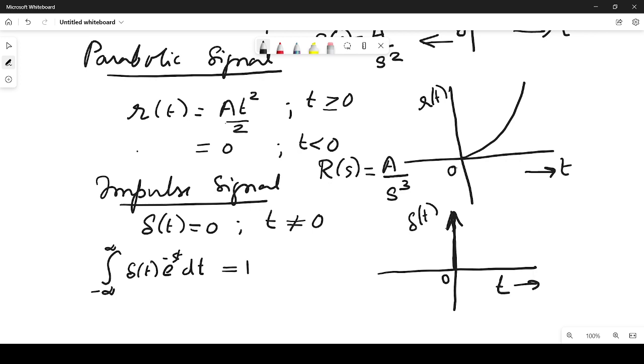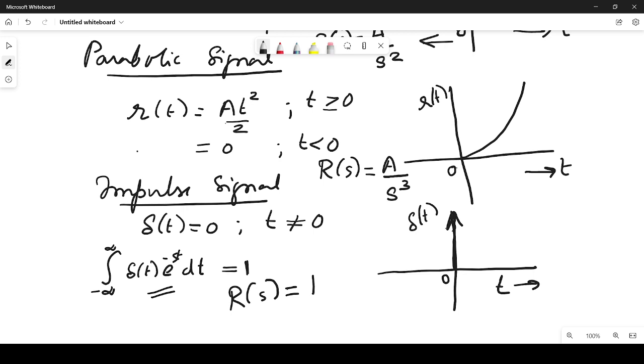When you take the Laplace transform, the equation is the integral from minus infinity to infinity of e raised to minus st times f of t dt. That is for finding the Laplace transform. Since it is an impulse function, the output is present only at t equal to 0, and for t greater than 0 and t less than 0, the output is 0. That is, delta t is equal to 0 for t not equal to 0. At t equal to 0 we have that delta t, and at the remaining places it is 0. So when we take the Laplace transform of this impulse signal, we will be getting 1 as the answer. So R of S is equal to 1 for the impulse signal.